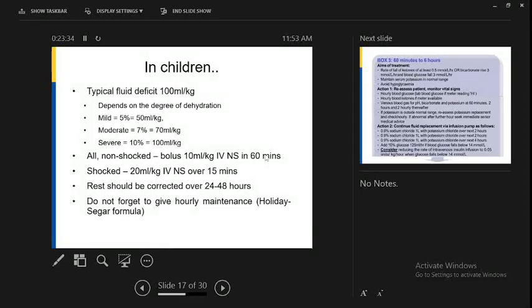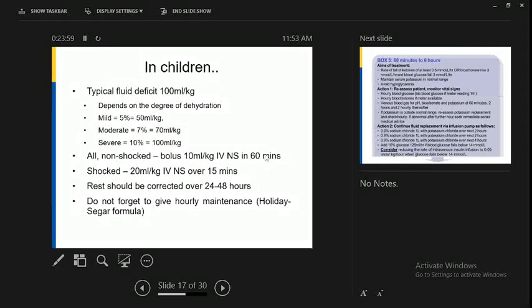But in children, this 1 liter will not work because some children are really small, especially type 1 patients. So typical fluid deficit in children is 100 milliliters per kilogram. It depends on their degree of dehydration. In mildly dehydrated patients, they have a 50 milliliters per kg deficit, moderate 70 milliliters per kg, and severe 100 milliliters per kg.